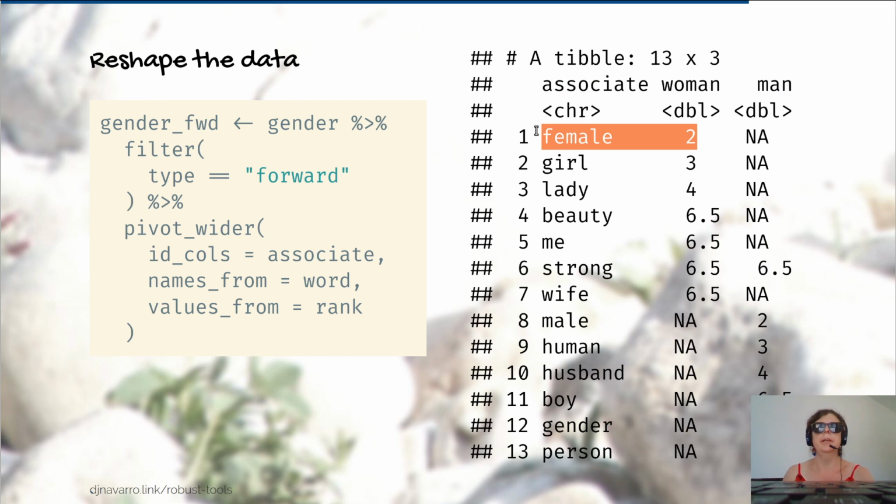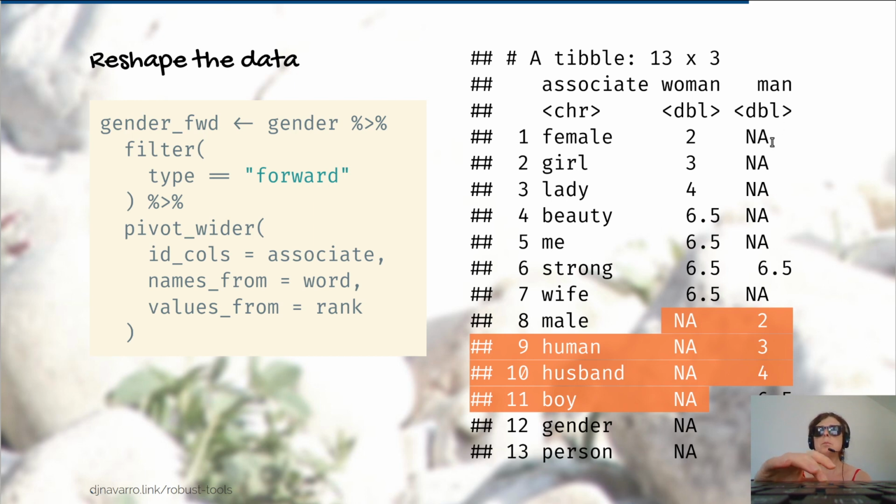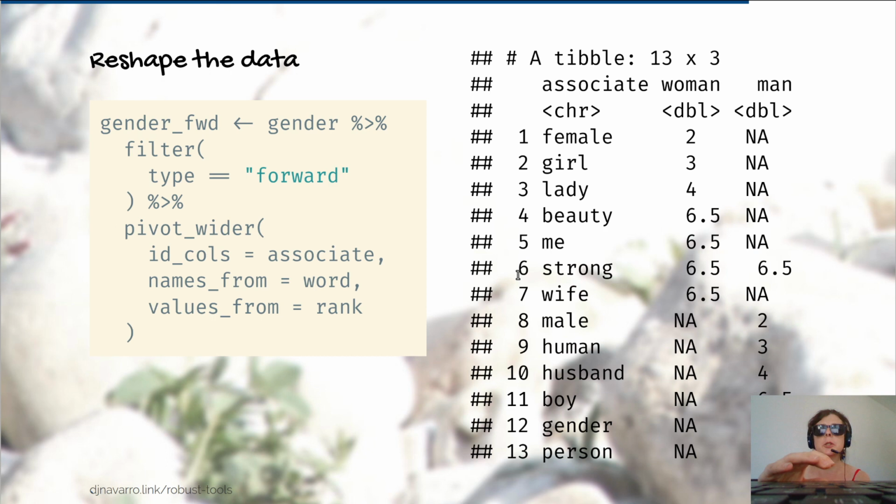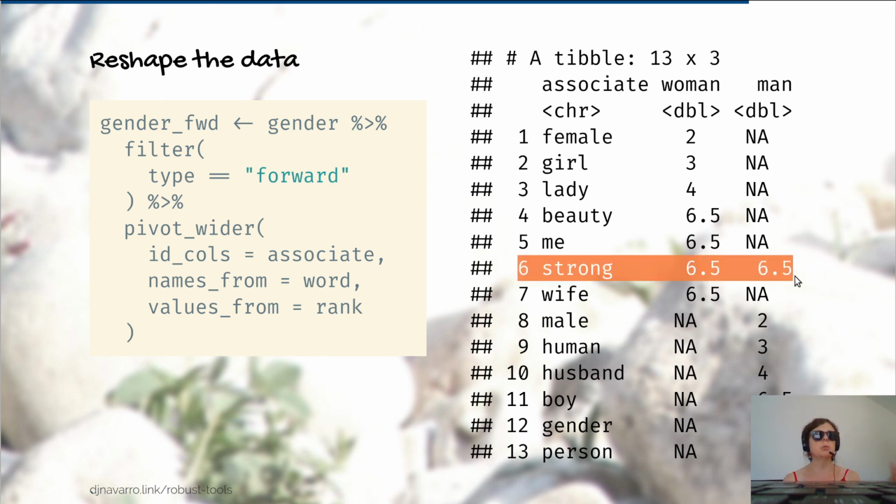What you're seeing in the output here is, in the first column, female is the second strongest forward associate of the word woman. It doesn't appear anywhere as an associate of the word man, so that is NA valued. NA is short for not available, and what it signifies in a data analysis context is missing data. There is no rank known for female for the man associate. In other words, when I said man in the experiment, nobody said female as the response. And so you're seeing missing values over here and missing values over here. There is one word, I think, in total, strong, that appears as an associate of both man and woman. It's not a highly ranked associate, but it is nevertheless a forward associate of both words.